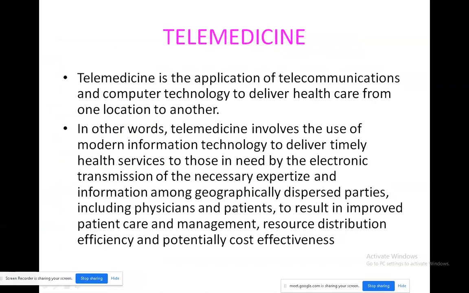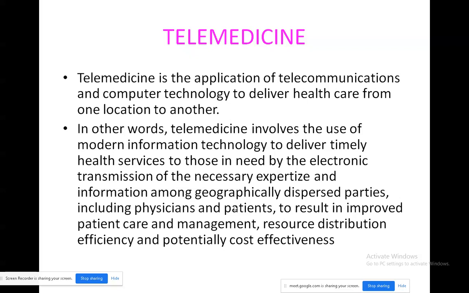In other words, telemedicine involves the use of modern information technology to deliver timely health service to those in need by the electronic transmission of the necessary expertise and information among geographically dispersed parties, including physician and patient, to result in improved patient care and management, resource distribution, efficiency, and potentially cost effectiveness.